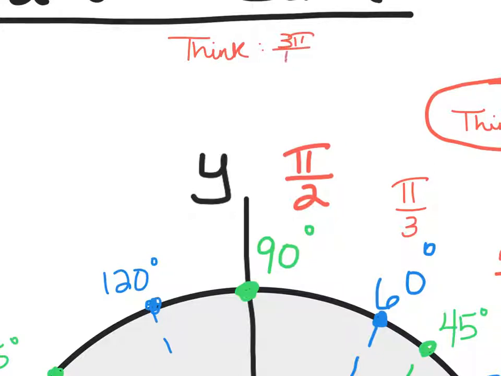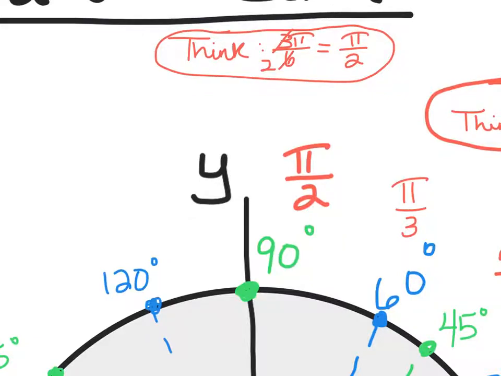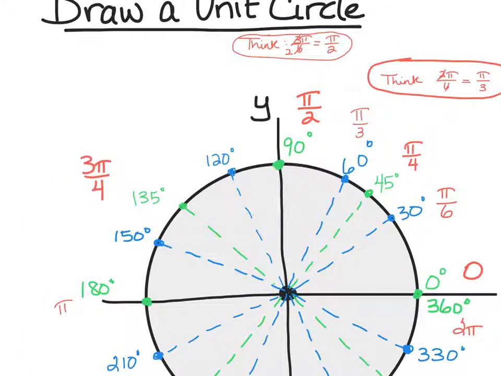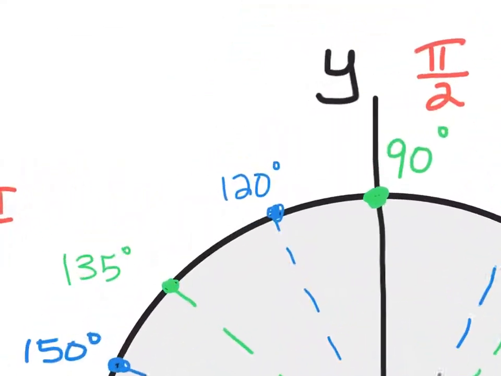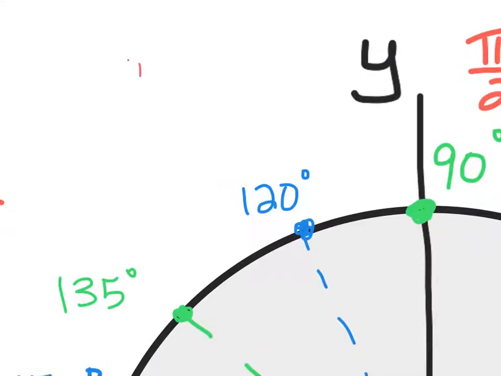3 pi over 6 simplifies to 1 pi over 2, which we already have. And then 120 is going to be 4 pi over 6. 4 pi over 6 can be simplified. 4 pi over 6 then simplifies to 2 pi over 3. So 120 degrees is 2 pi over 3.